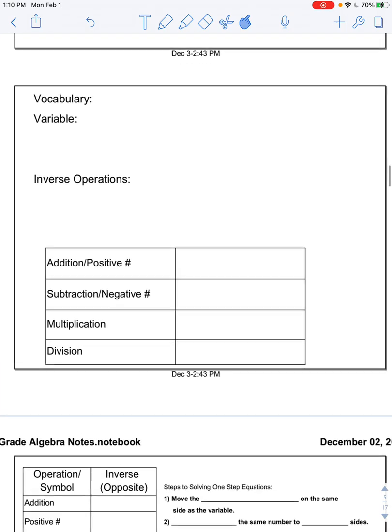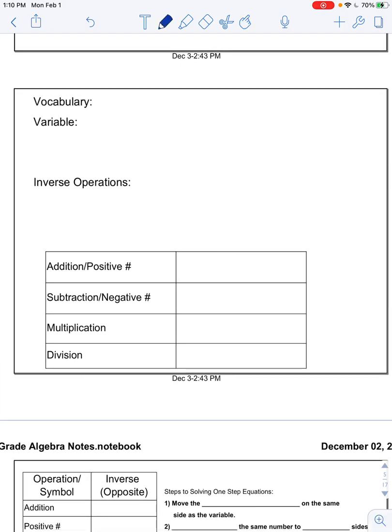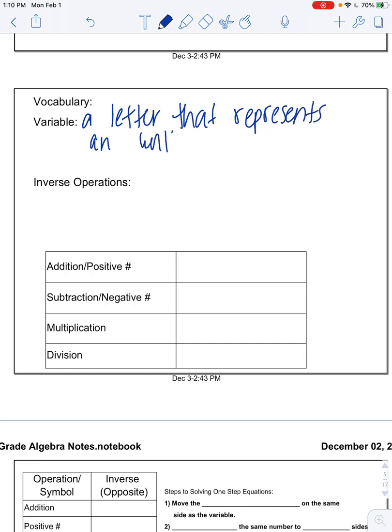Okay, some vocab words we're going to take a look at. Variable is a letter that represents an unknown number. Inverse operation: inverse means opposite. So the opposite of up is down, the opposite of left is right. It's the same for inverse. The inverse of left is right, the inverse of up is down.